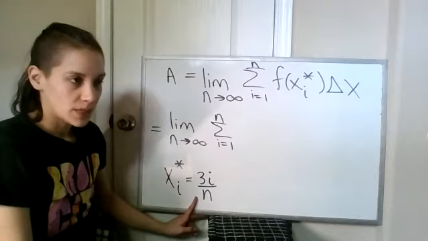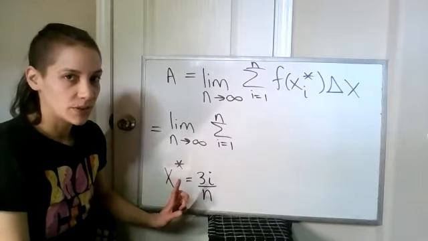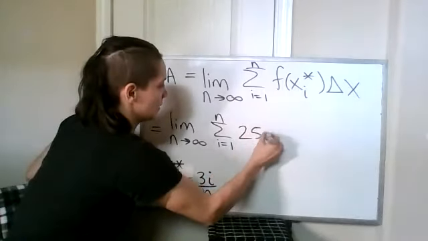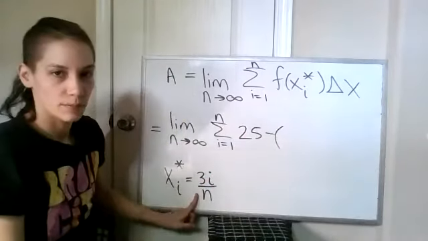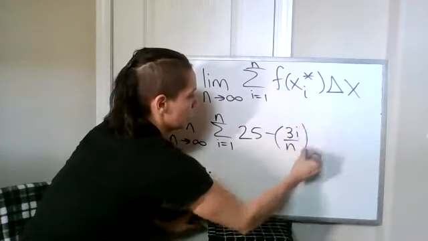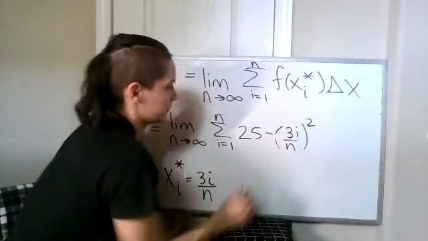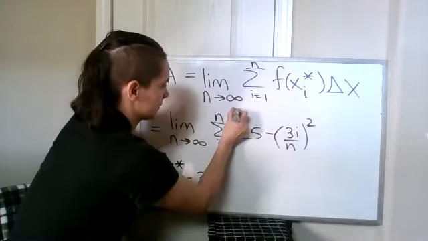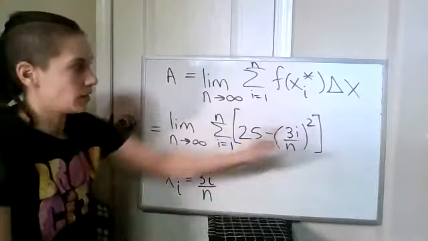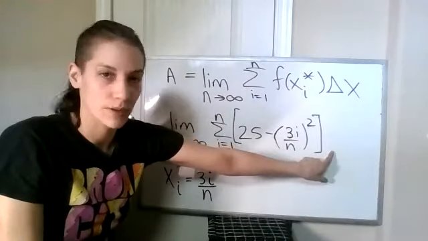Let's actually put 3i over n into the function. So your function was 25 subtract, plugging this number in, and then square it. And then also we found delta x. It was 3 over n.